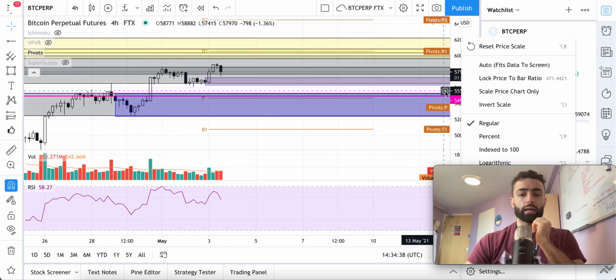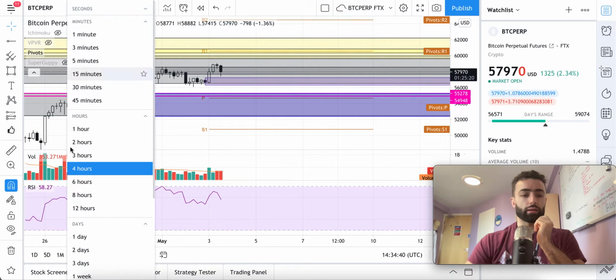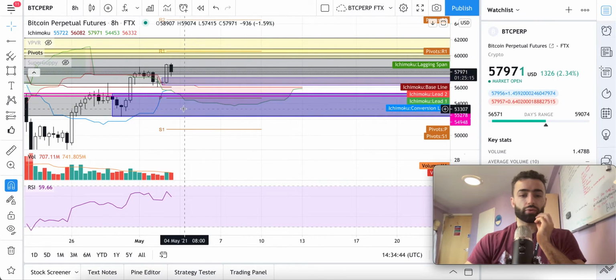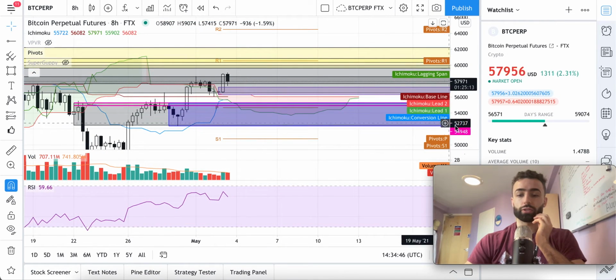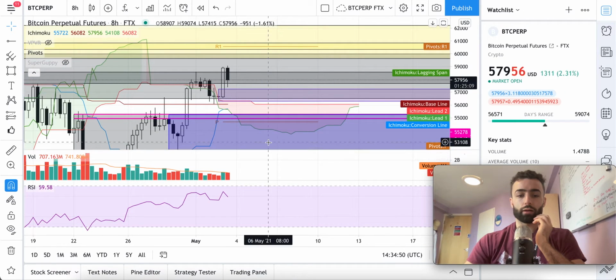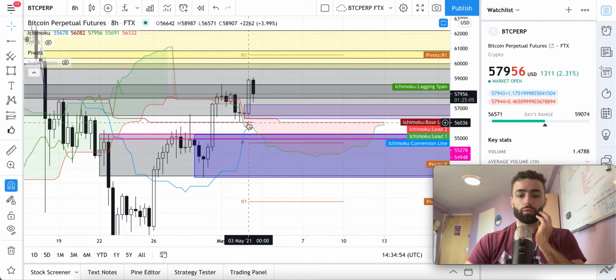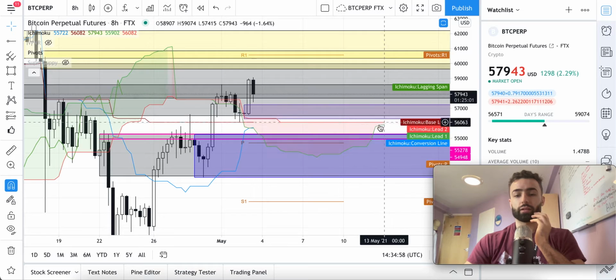But if we look at something like the 8-hour Ichimoku cloud, for instance, this is getting pretty close to flipping to be really bullish. So we got our Tenkan below the Kijun, but it's getting close to flipping above it. And you can see the cloud is red, but it's getting close to flipping to be green.